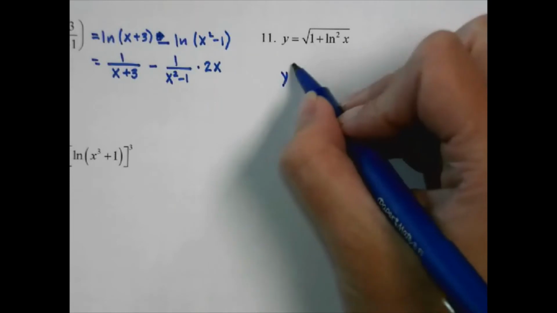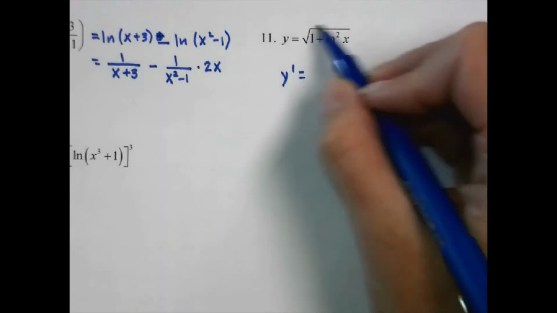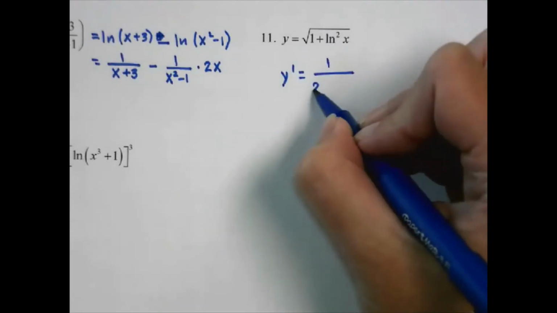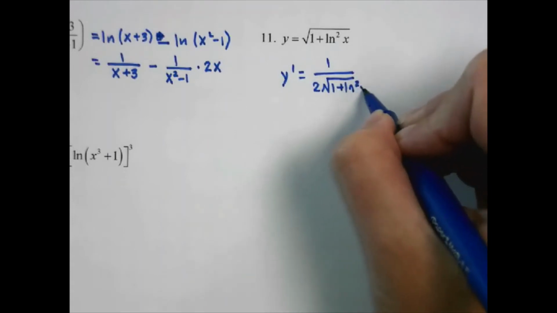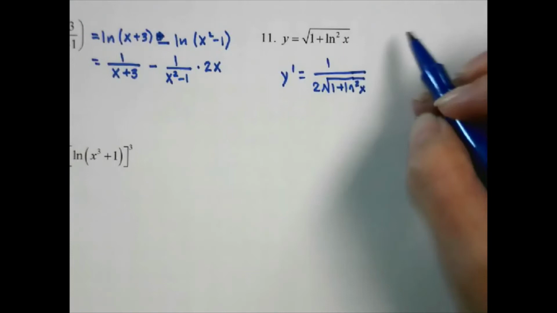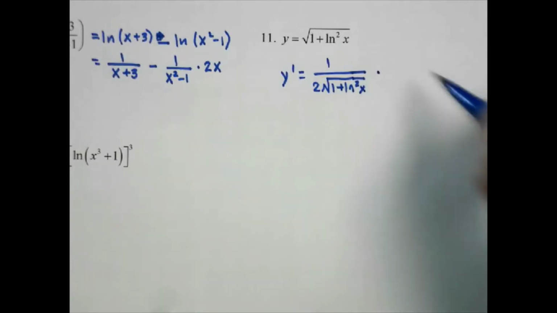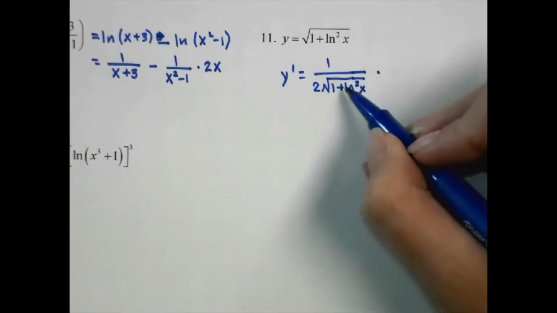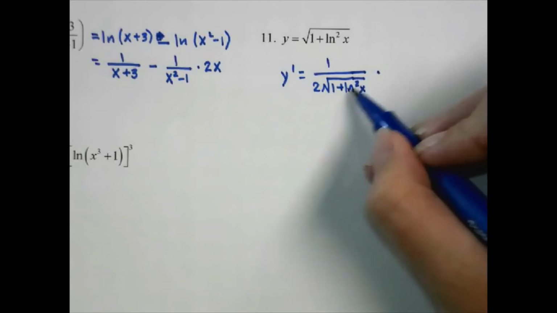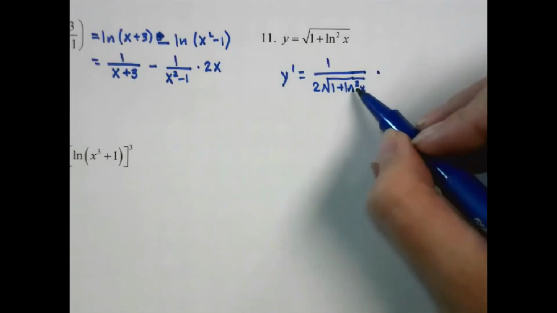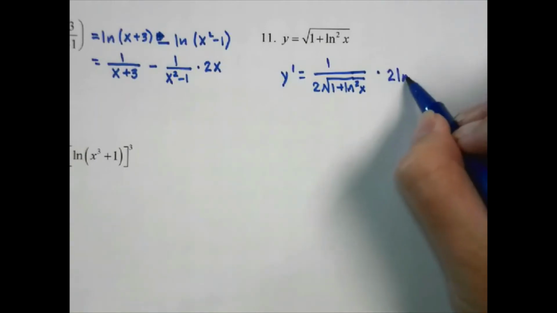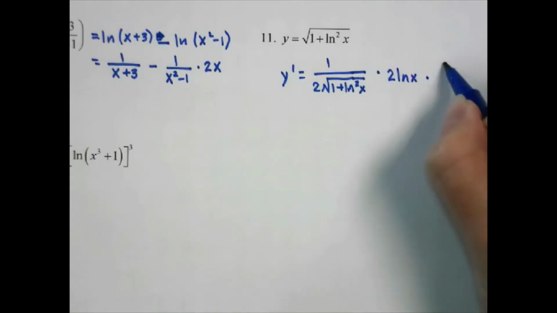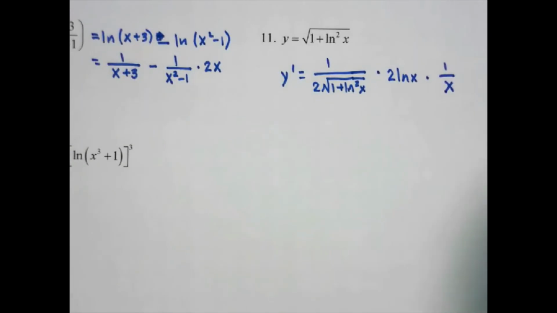Another chain rule. So y prime, the derivative of the square root is 1 over 2 root 1 plus natural log squared x, times the derivative of the inside, which is going to be 1 plus the natural log squared x. Derivative of 1 is 0. This is going to be another chain rule. So this is going to be 2 times the natural log of x times the derivative of natural log, which is 1 over x.